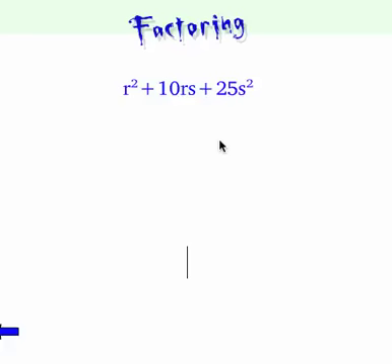So, no common factor here, but the square root of that is just r. So r plus 5. Now let's just test. 2 times r times 5 is 10r. Whoops, I forgot the s. So 2 times r times 5s is 10rs, and there you go, that's the middle term. So we know that it is a perfect square trinomial.